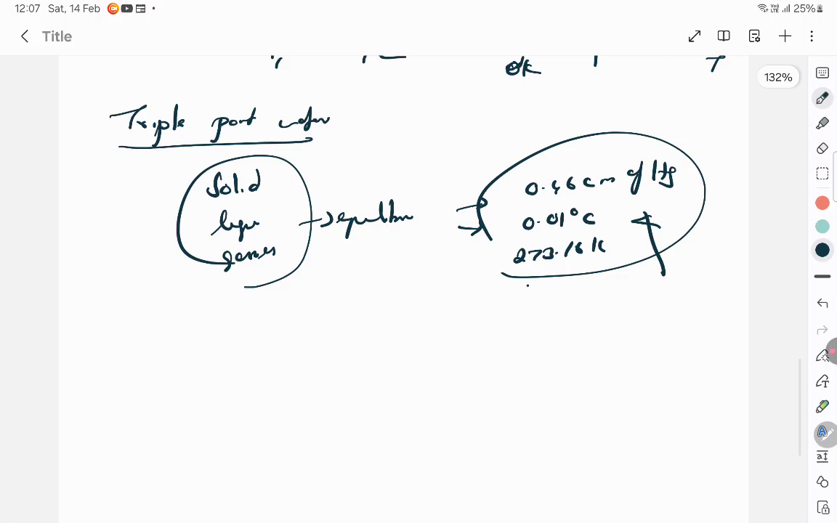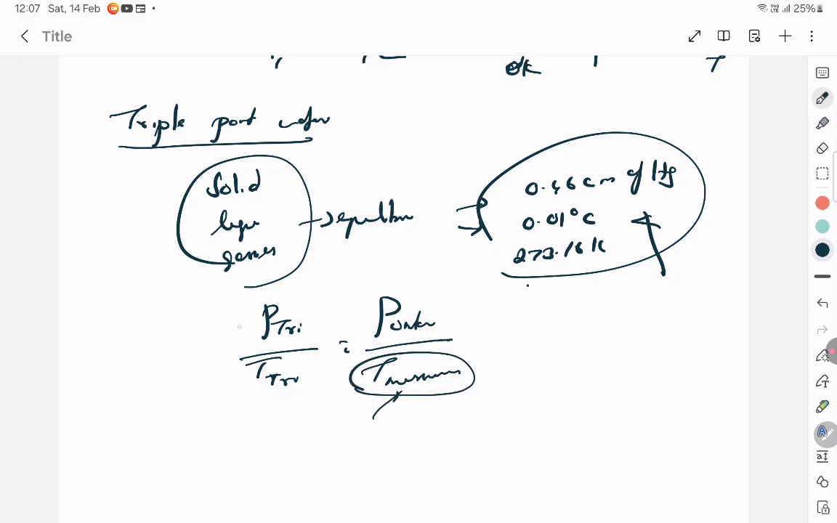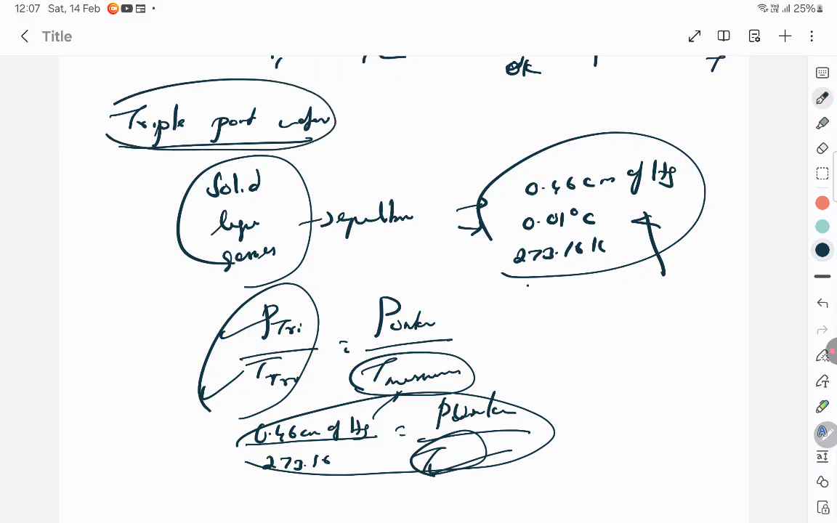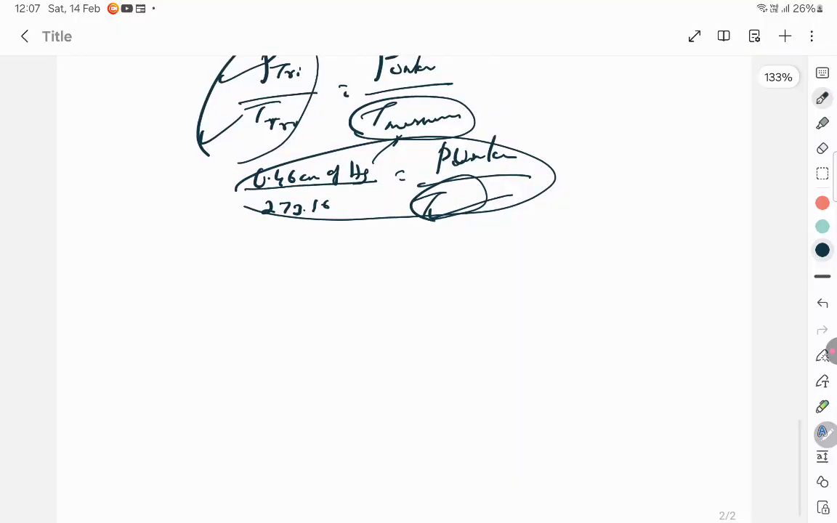So using Gay-Lussac's law, we can find unknown pressures such as this: pressure at triple point by temperature at triple point is equal to unknown pressure by a measured temperature. Using some experiment, you are measuring a temperature, and if you know triple point, we already know these two are constant values, 0.46 centimeter of mercury, and this is 273.16 Kelvin. Therefore, cross multiplying, if you know the temperature of some measure, you can get the unknown pressure's value, and that's how Gay-Lussac's law is very useful, and we are able to use the triple point of water in predicting an unknown temperature or a pressure. So that's about Gay-Lussac's law.